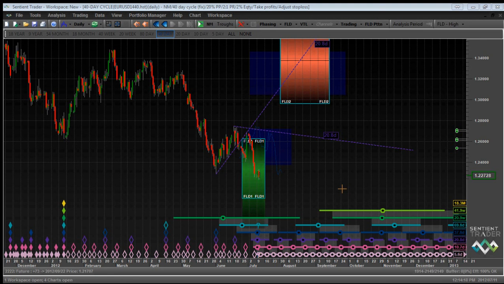Sentient Trader to this day is still shaped by feedback from real traders who are working with the software. One of the greatest pieces of feedback we received was that the analysis is great, but moving from the analysis to trading is a fairly complex process. How can we make it easier?